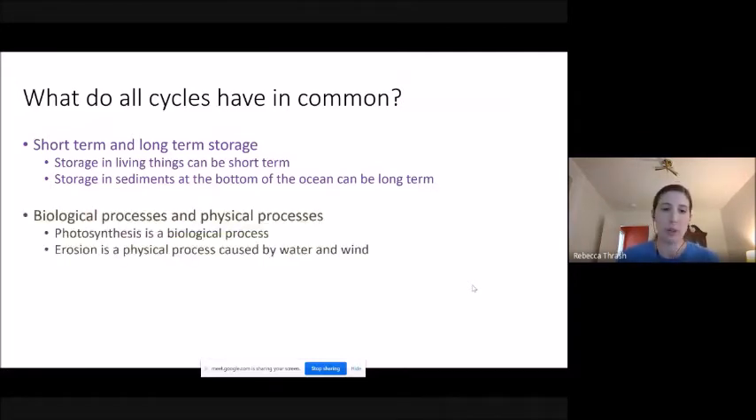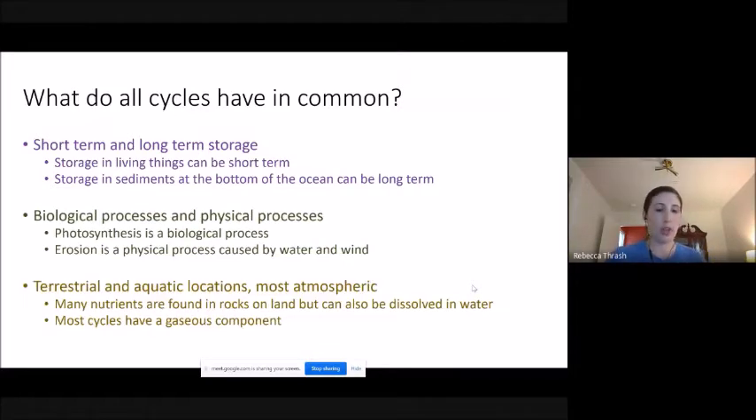There are also biological processes and physical processes in every single cycle. So for instance, photosynthesis is a biological process. An organism is doing something with the matter in that cycle. But then you also have physical processes like erosion, which is caused by water and wind. There are terrestrial and aquatic locations for a lot of the things within each cycle, and most also have an atmospheric component. So many of the nutrients we'll talk about, like nitrates and phosphates, are found in rocks on land, but they can also be dissolved in water in aquatic systems. And again, most cycles have some kind of gaseous component like carbon dioxide or oxygen gas.